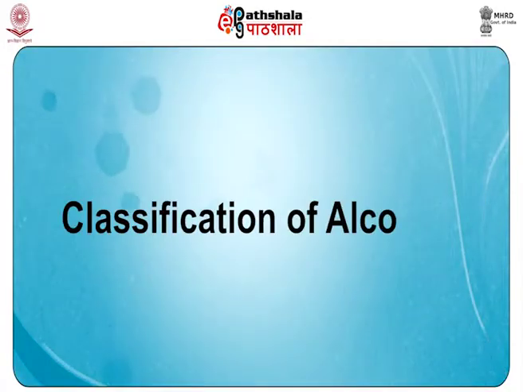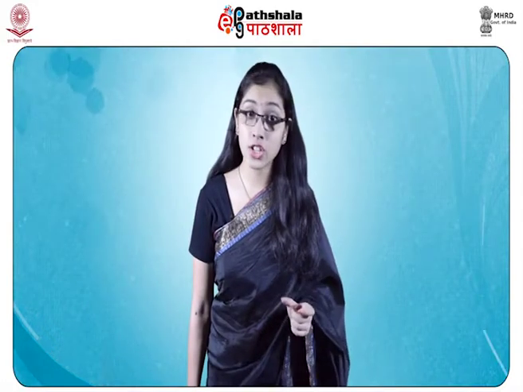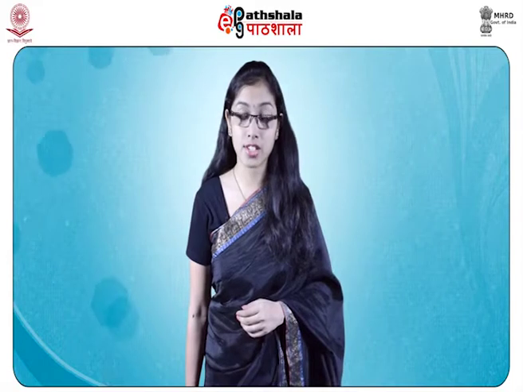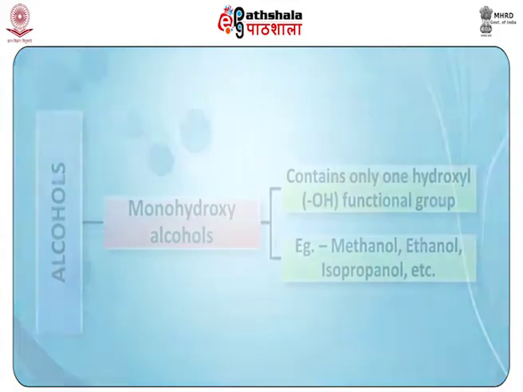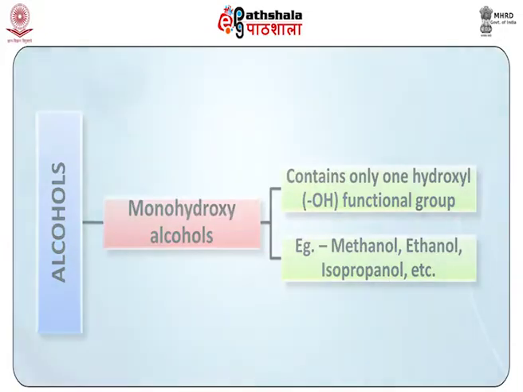Now students, we will learn about the classification of alcohols. Alcohols are essentially hydroxy derivatives of the aliphatic hydrocarbons. Broadly, they can be divided into three categories. Starting with the first, we have monohydroxy alcohols. This category of alcohols contains only one hydroxyl functional group. Examples of monohydroxy alcohols include methanol or methyl alcohol, ethyl alcohol or ethanol, isopropanol or isopropyl alcohol, etc.